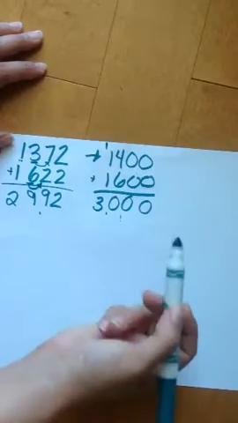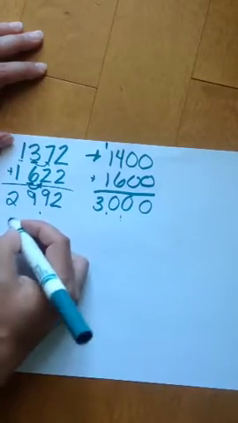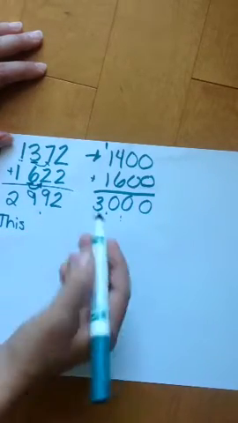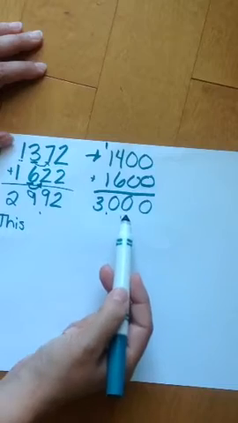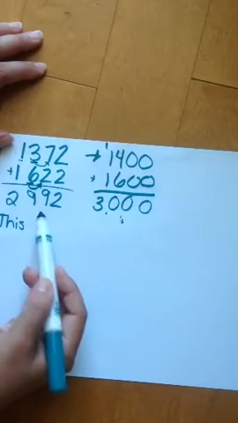So when you did your explanation of why this is reasonable, you might say something like, this is reasonable, and I'm not going to write the whole thing. This is reasonable because my rounded answer is only off by 8 numbers.